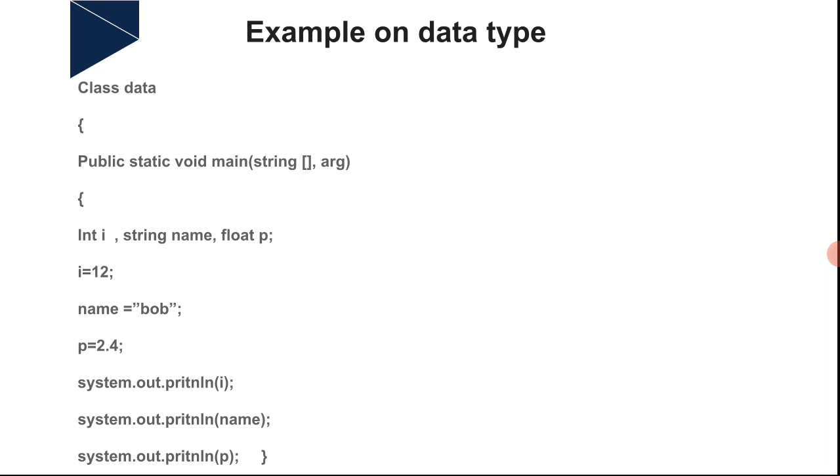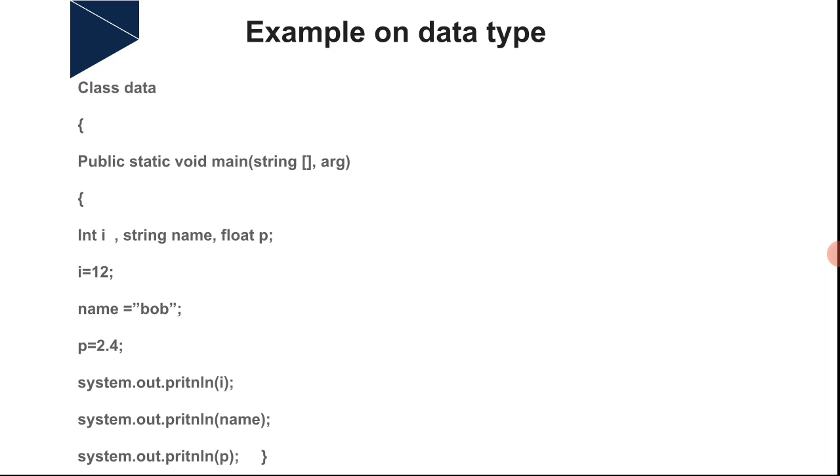We have a class and a public static void main. We have int i, String name, and float p. For i we save 12, for name we save Bob, and p is equal to 2.4. These are the different data types. The built-in data types are integer and float, while the non-primitive, user-defined data type is string. For i we saved an integer because its type is integer, for name we save or display a name so it contains a string, and float p contains the decimal point.